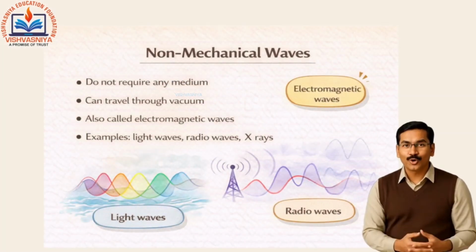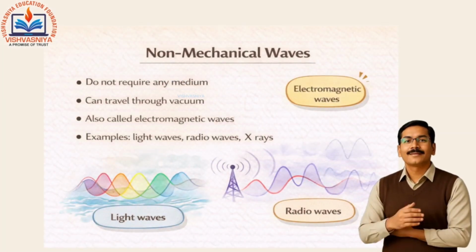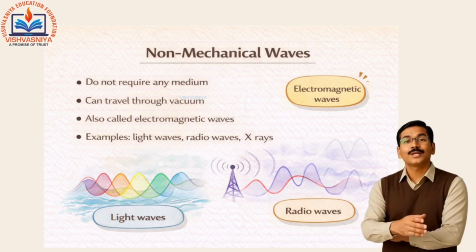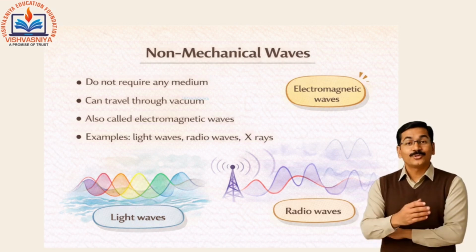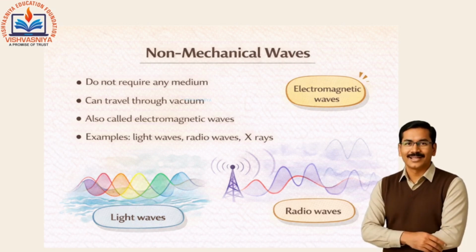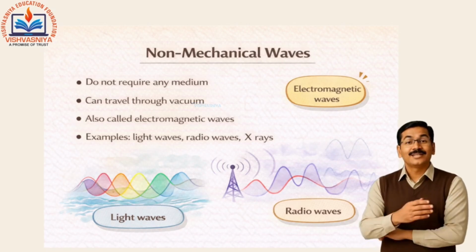Non-mechanical waves do not require any material medium. They can travel even through vacuum. These waves are produced by oscillating electric and magnetic fields and are also known as electromagnetic waves. Examples include light waves, radio waves, and X-rays.